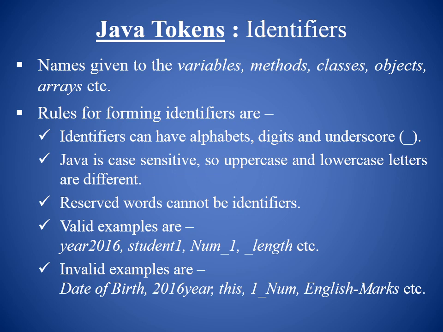For more, you can also see a few valid and invalid identifiers. Date of birth is invalid because of the space. 2016 year is invalid because it begins with 2, that is a digit. This one is invalid because it is one of the keywords in the Java language. 1_num again begins with a digit. English-dash contains a dash, which is not permitted in an identifier.